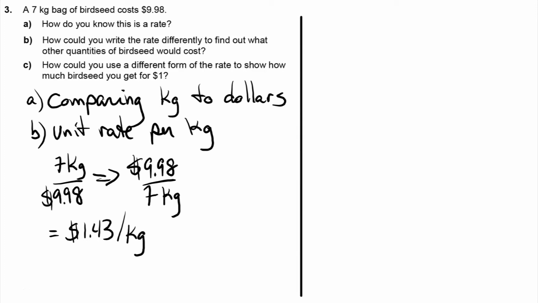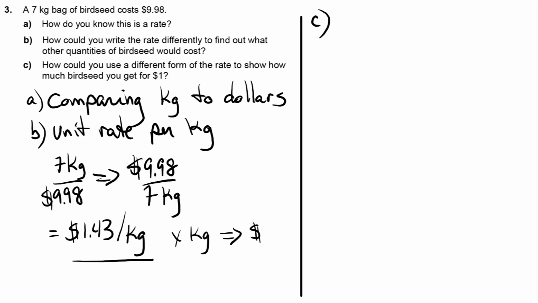Once I have that $1.43 per kilogram, now I know what any amount would cost. All I have to do is multiply that times the number of kilograms, and that'll give me the cost for each new weight that I'm doing. So for whatever kilograms I throw at it, I can simply multiply it times that 143, and I'll get my new cost. Part C says, how could you use a different form of the rate to show how much birdseed you get for $1? Well, in this case, we found the unit rate for 1 kilogram. Now we want to turn that around and figure out the unit rate for $1.